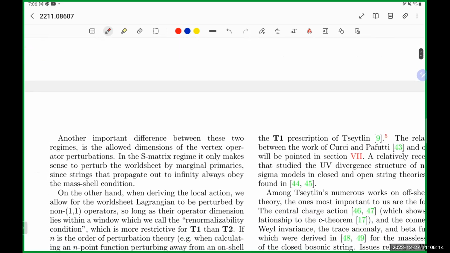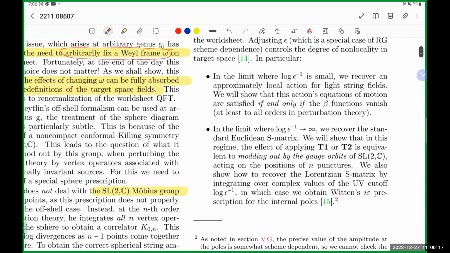Another thing we check is that you can recover an approximately local action for light string fields. Not very massive, very light, and we'll define that. And show that the action's equations of motion are satisfied only if the beta functions vanish. This is extremely important, and this is one central result in our paper, on any off-shell prescription. So you cannot tell me that the equations of motion are satisfied and the beta functions do not vanish.